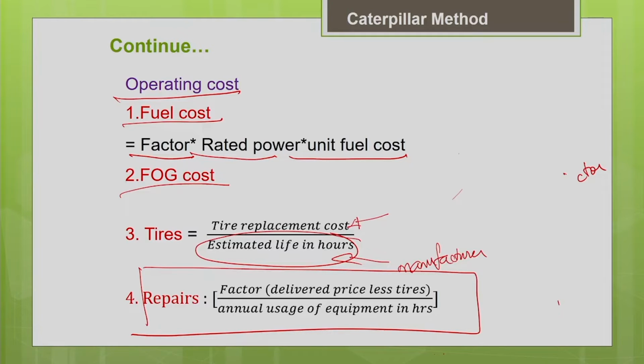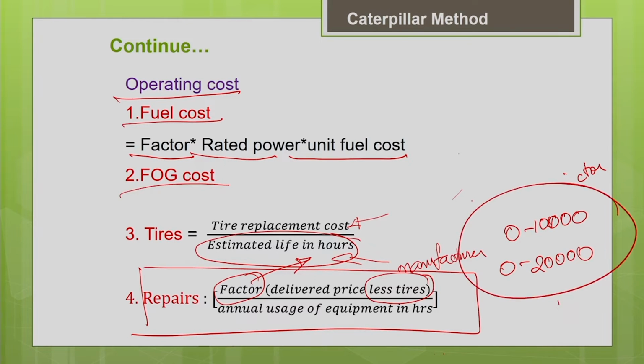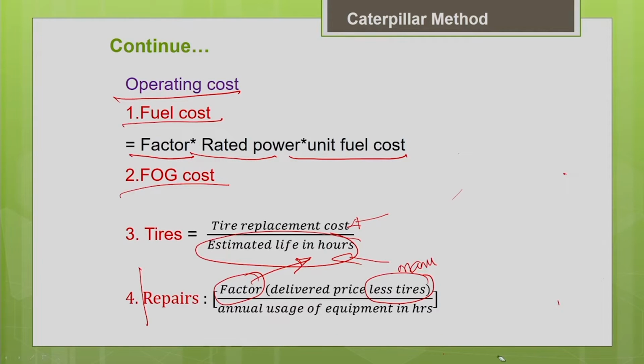For the repair cost estimation of the equipment, you can follow this methodology: take the repair factor as a percentage of the initial cost of the machine, the delivered price of the machine excluding the tire cost. That will give you the repair cost. These factors you can get from the literature for different project conditions, or from the equipment handbook. As I told you, in the Caterpillar handbook, for different ranges of operating hours these repair factors are given. Say for example 0 to 10,000 hours, 0 to 20,000 hours of operating hours of the machine, accordingly your repair factor will vary. You can get these values depending upon the handbook you are referring. Finally divide it by the annual usage of the equipment in hours so that you can get your hourly repair cost.